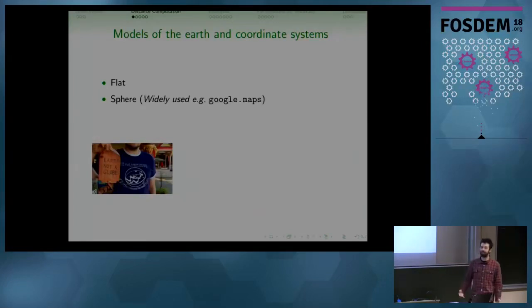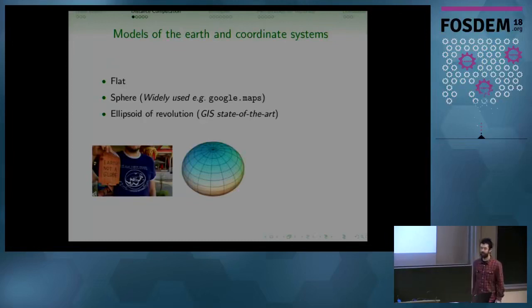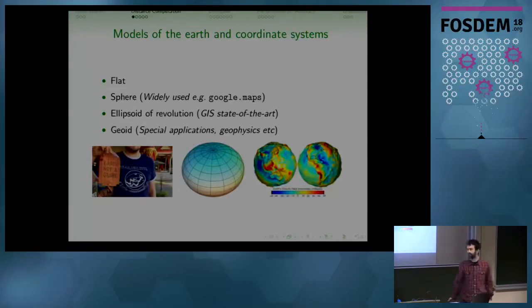It could be a sphere. This is used in Google Maps, for example. It's widely used. But even worse, Earth, as we know, is not really a sphere. It's pressed a bit on the poles. So a better model is the ellipsoid. This is, as far as I know, the state of the art when you are doing GIS. And if you want to be more involved, you could also have heights and mountains and oceans. And yes, this is used in geophysics.